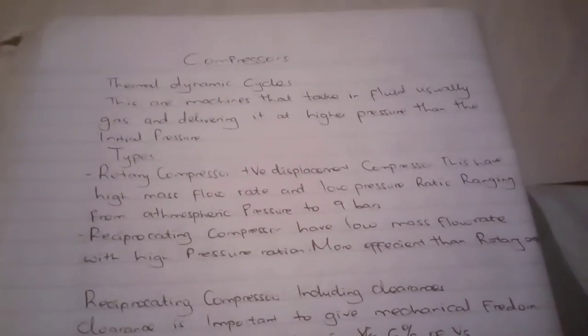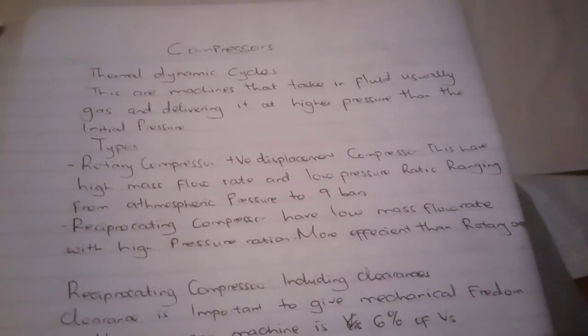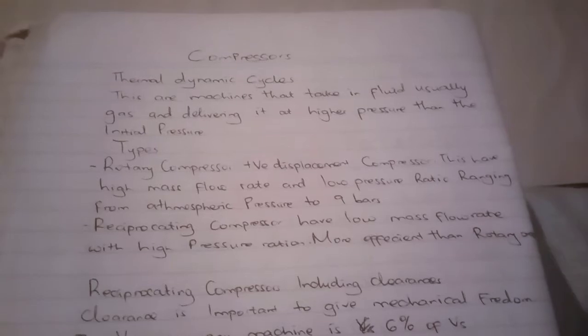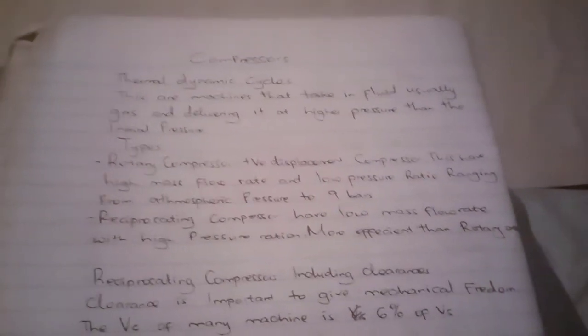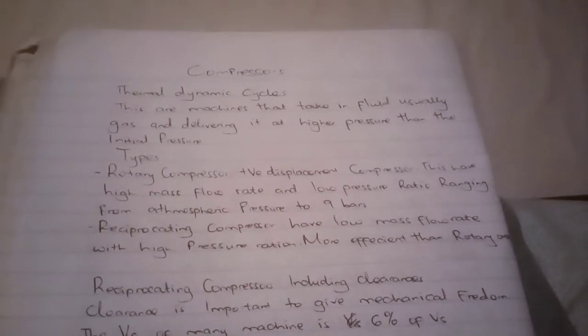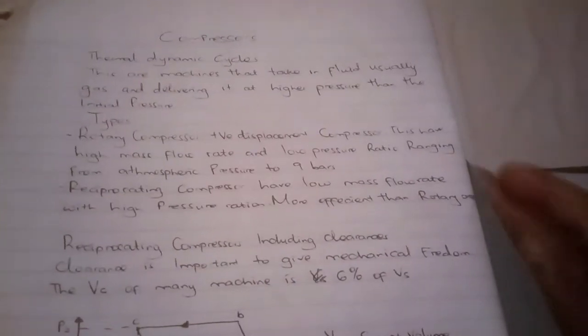Compressors. These are machines that take in fluid, usually gas, and deliver it at a higher pressure than the initial pressure. That's basically the definition of a compressor. Types. There are two types of compressors.